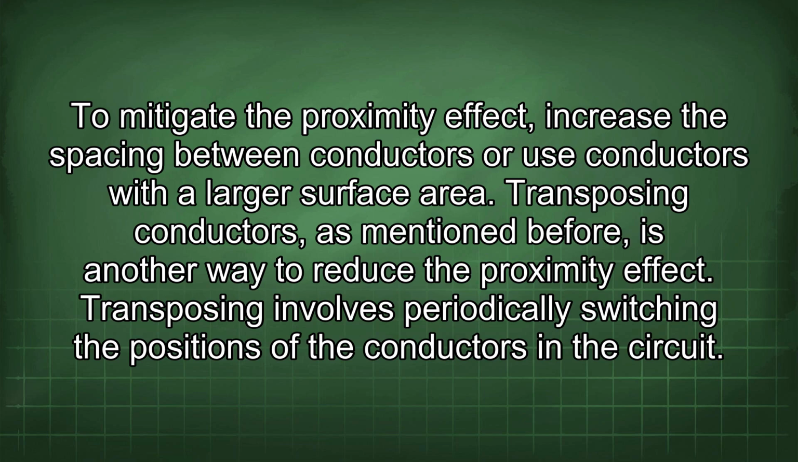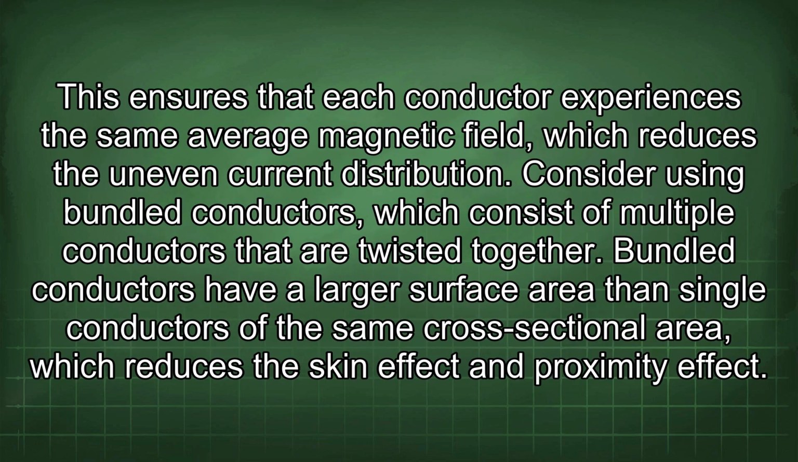Transposing conductors, as mentioned before, is another way to reduce the proximity effect. Transposing involves periodically switching the positions of the conductors in the circuit. This ensures that each conductor experiences the same average magnetic field, which reduces the uneven current distribution.